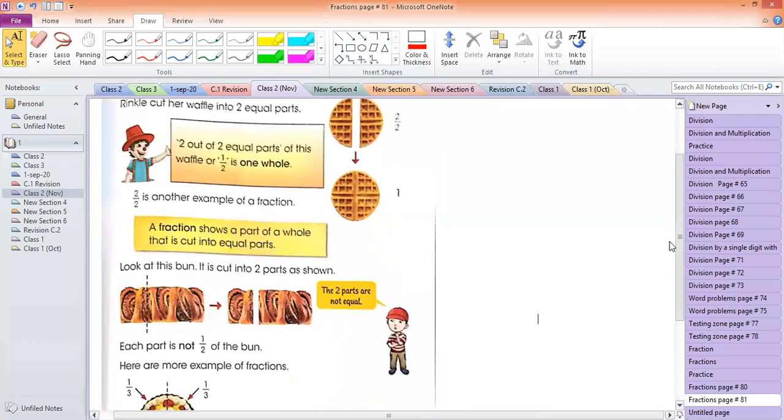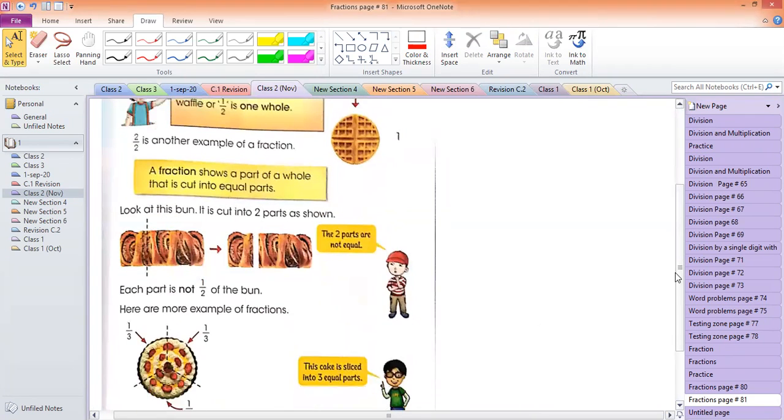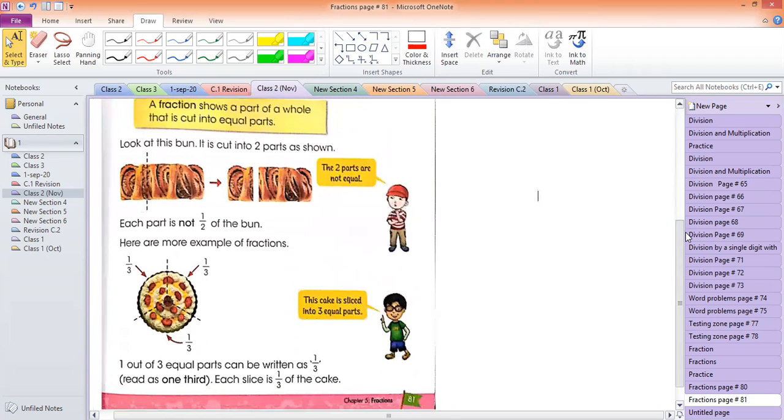And for a fraction, guys, it should be divided into equal parts. A fraction shows a part of a whole that is cut into equal parts. Like look at this one. If you divide it from here, you cannot say that this is half. This is not an example of half. Why? Because you have not divided it into equal parts. If you divide it in the middle, then it will be half. Here we have some more examples of fractions.